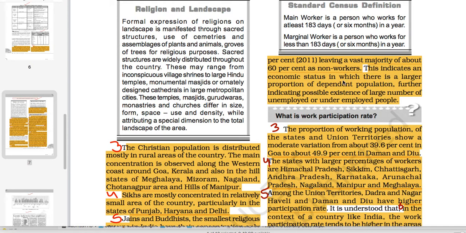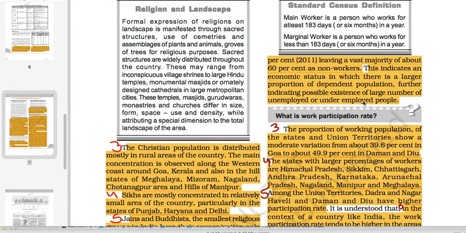So it indicates that in India a large proportion of the population is dependent population, and they are not doing any type of activity. Means they are not engaged in primary, secondary or tertiary activities. And in this dependent population, most of the population is aged people, then female population, and child population. Further indicating possible existence of a large number of unemployed or underemployed people.